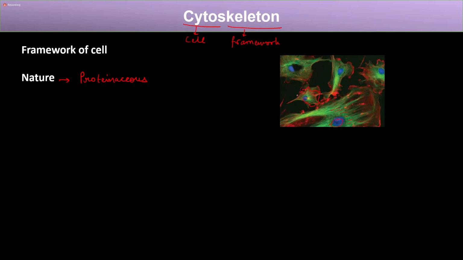So if we look at these green structures here, what we can see is that these green structures look something like threads, very minute, right? And this thread-like structure is known as filamentous structure. So we can write that apart from being made up of protein, it is also filamentous in nature. Filamentous means thread-like.